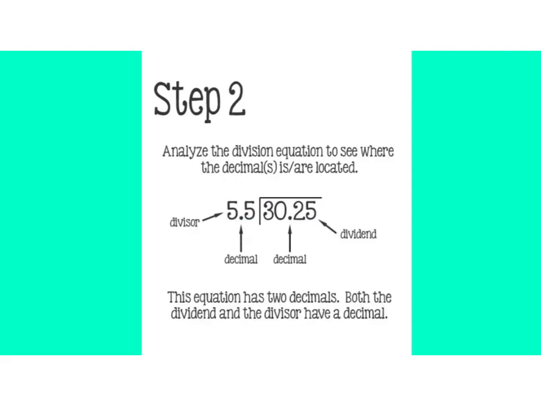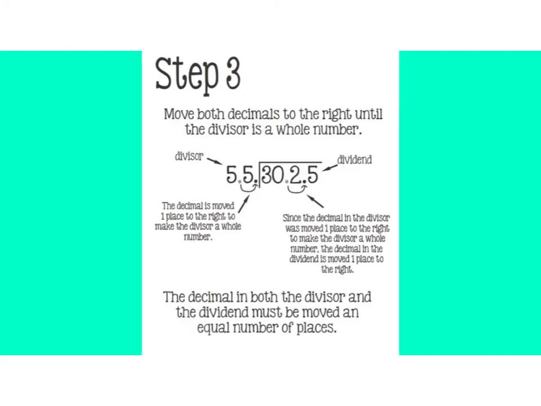The next step is to make note of where our decimal points are located in our divisor and our dividend. Remember that if you don't see a decimal point in a number, it is always hiding behind the number on the right. Now that we know where the decimal points are located, we need to move both decimals to the right until the divisor is a whole number. Remember, the decimal in both the divisor and the dividend must be moved an equal number of places.